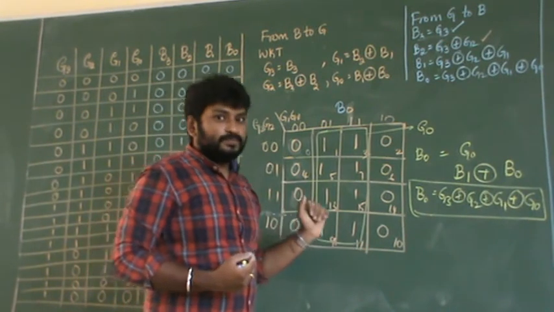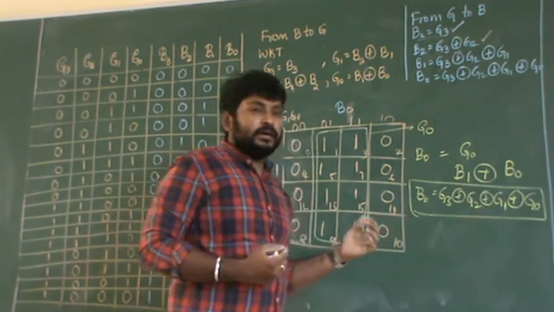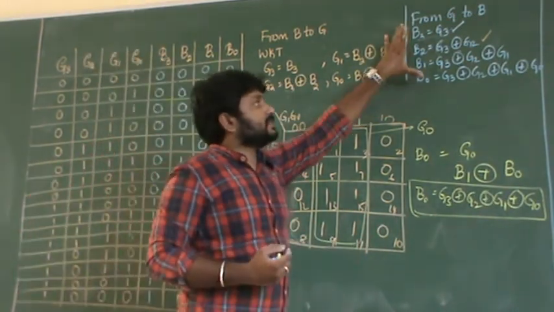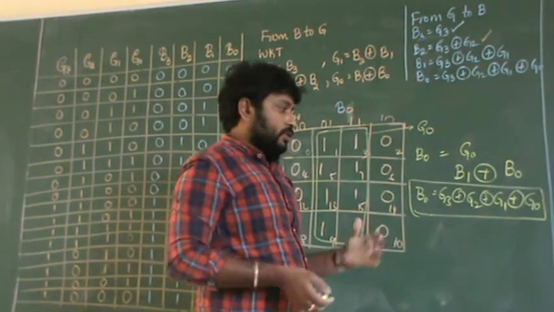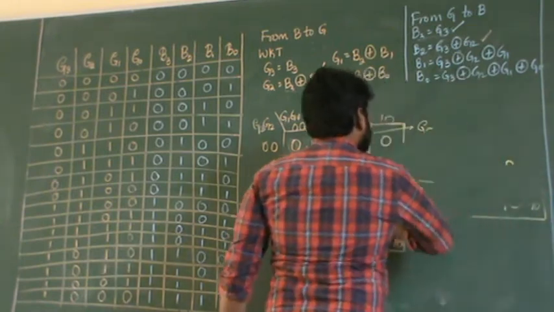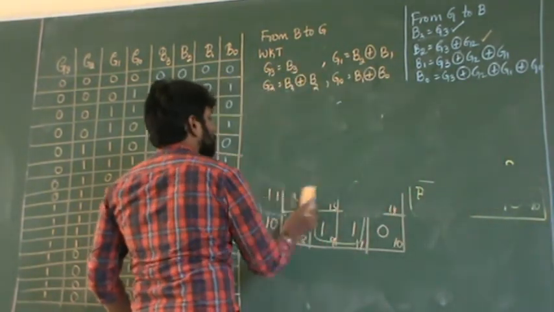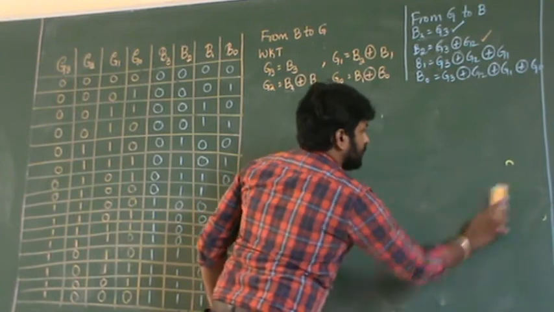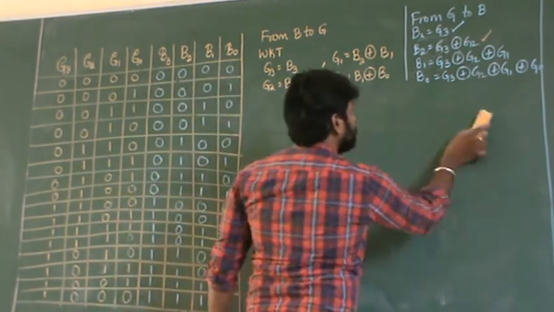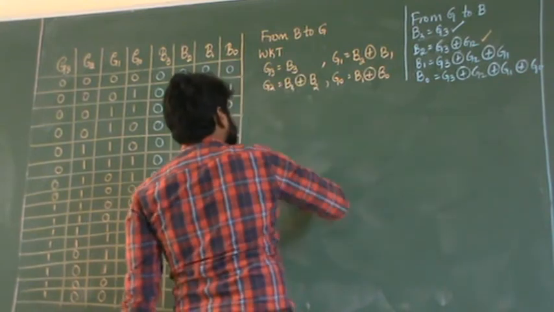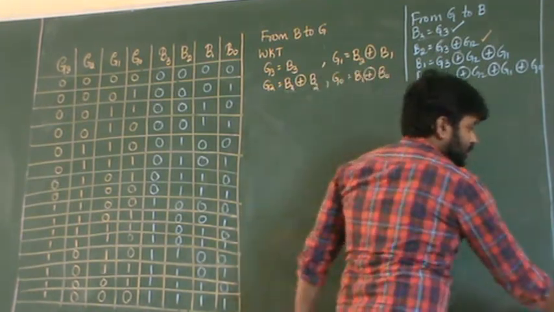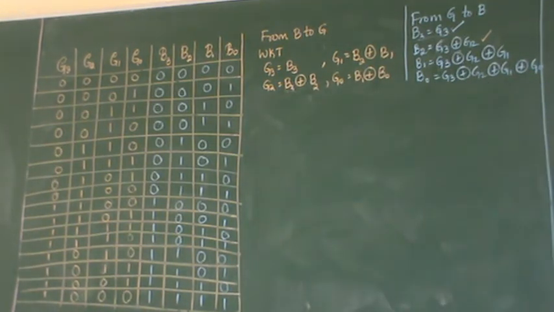Fine. So now I have to start writing the circuit diagram by considering these expressions. Okay. So now let me write down the circuit diagram for that. So how to write down the circuit diagram? Just copy down properly the truth table now.